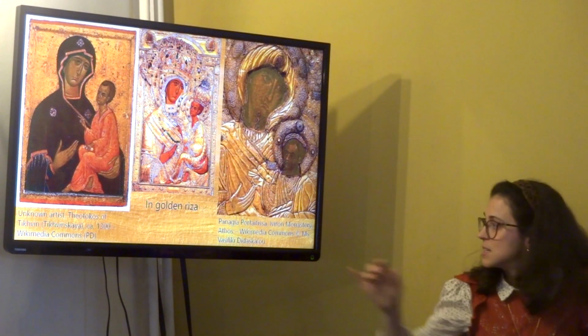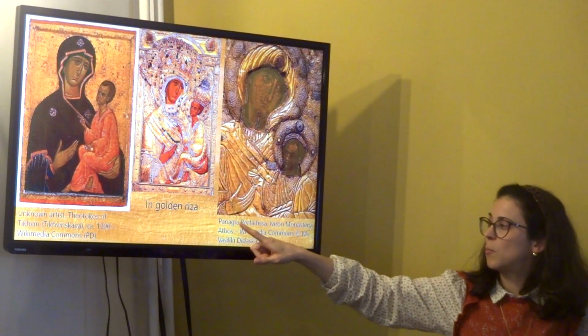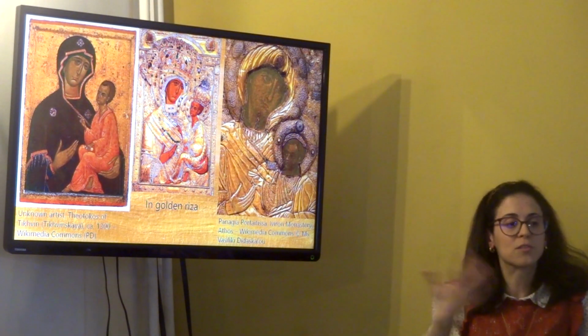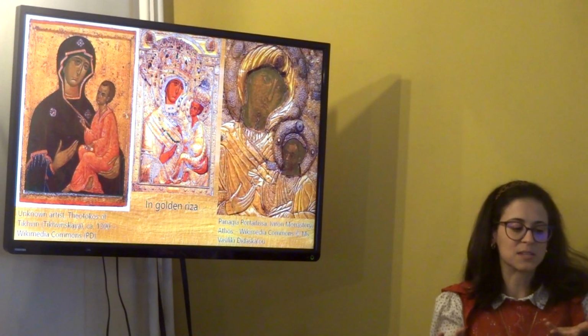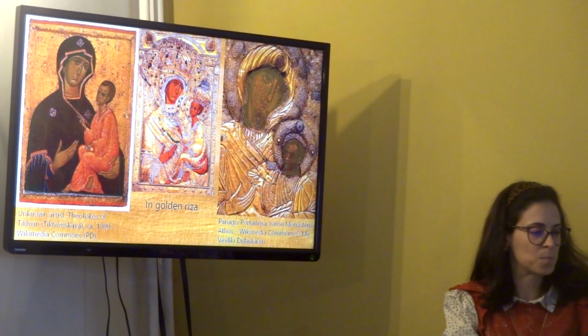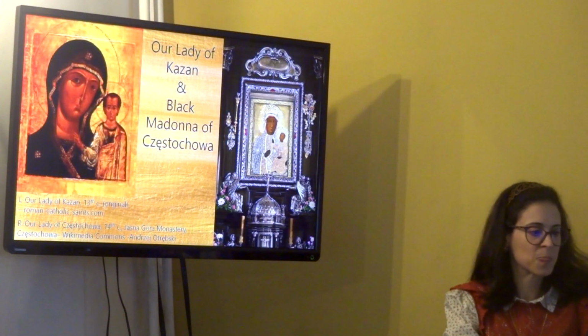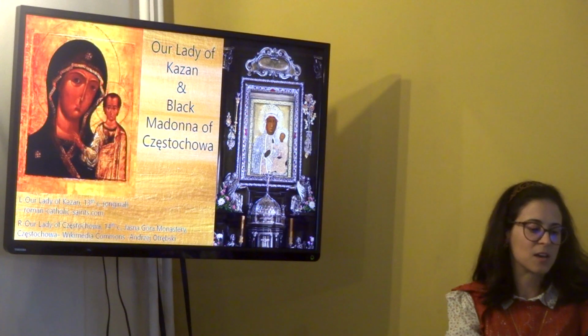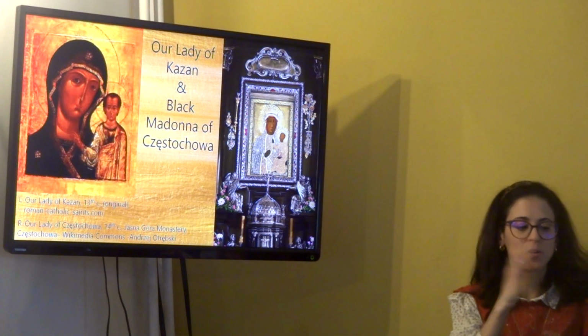And this one is called Panagia Portaitissa. So Panagia, like I said before, is another generic name given to Our Lady. It means all holy. It's a bit like Theotokos, Mother of God. So it's a more generic name. Our Lady of Kazan on the left, the original icon is dated in the 13th century, but there are many copies around the world.